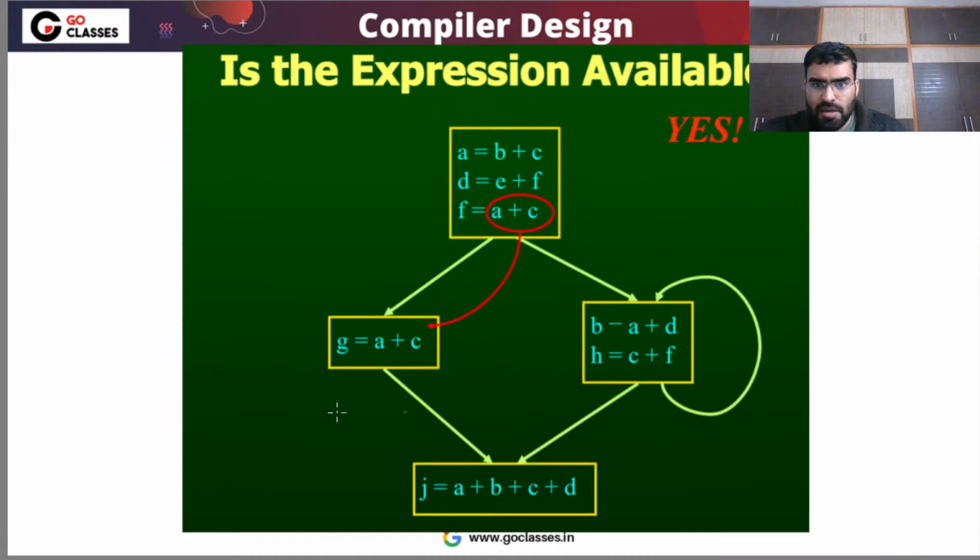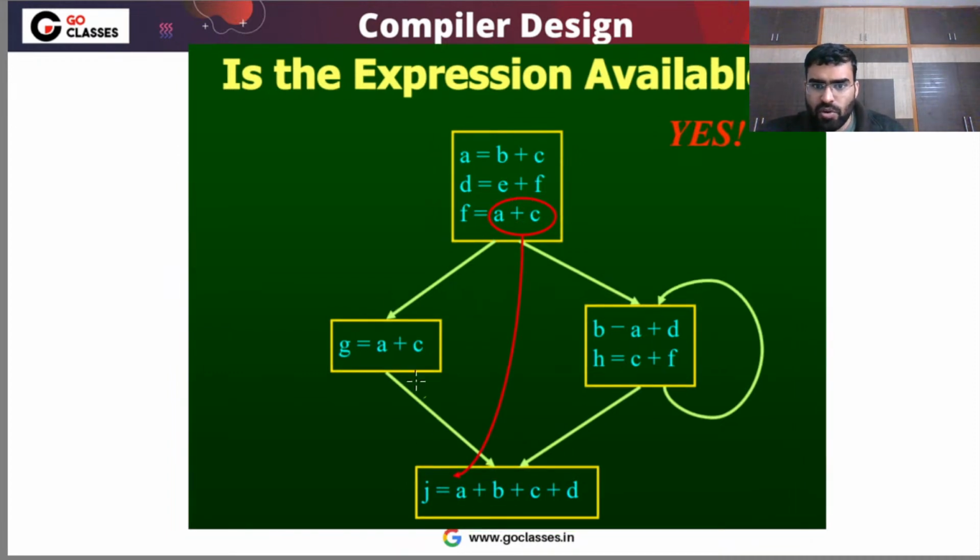Tell me, what about here? Here it is available, there is no problem. Whatever path you take, here a plus c is available. Here also a plus c is available, because if you go like this, a comma c are not changing. Whether you go like this or like this, a comma c are not changing.